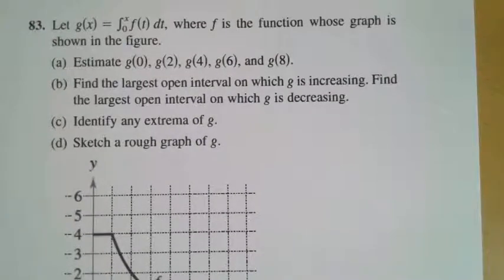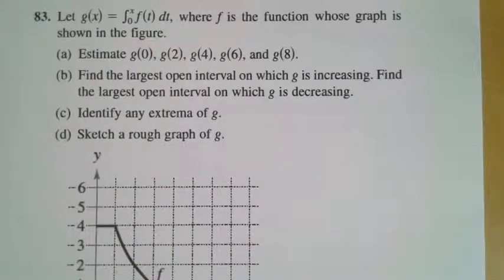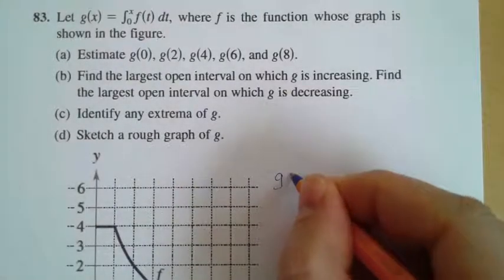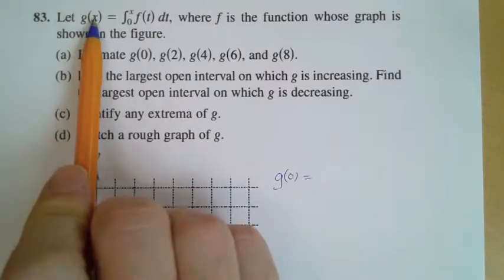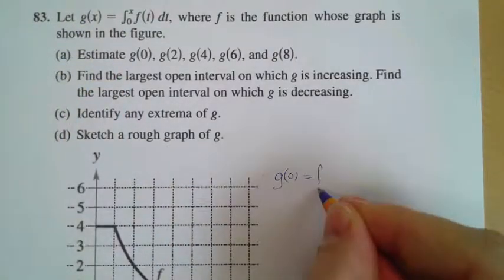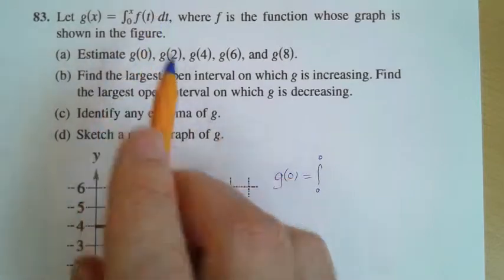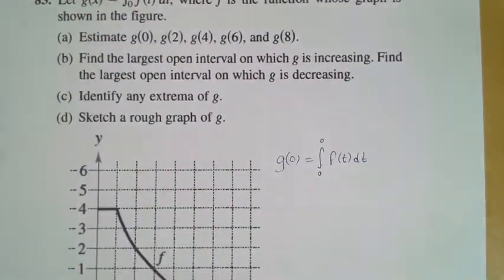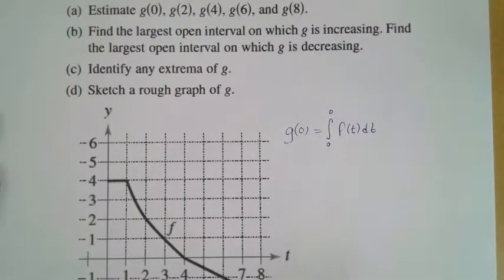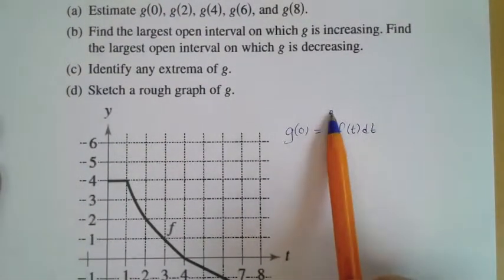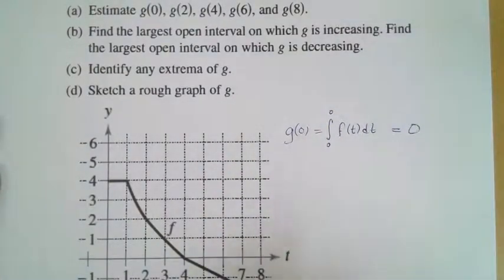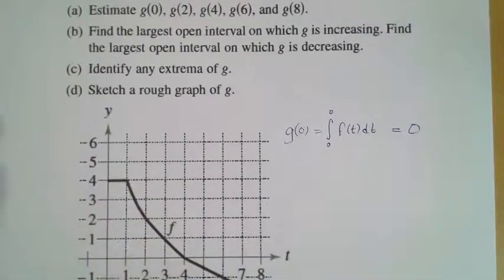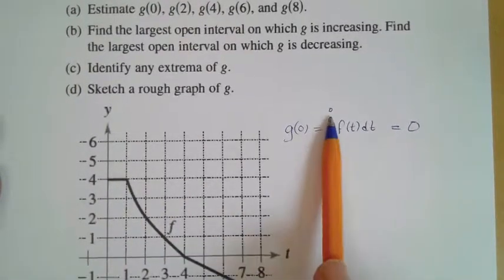Exceptionally, I've printed a copy of this question because we have a graph. So, A, estimate g of 0. So, g of 0, since x is 0, is the integral from 0 to 0 of f of t dt. What is the integral from a number a to the same number a? It's always 0. We can interpret this as an area. What is the area under the graph of f between x equals 0 and x equals 0?